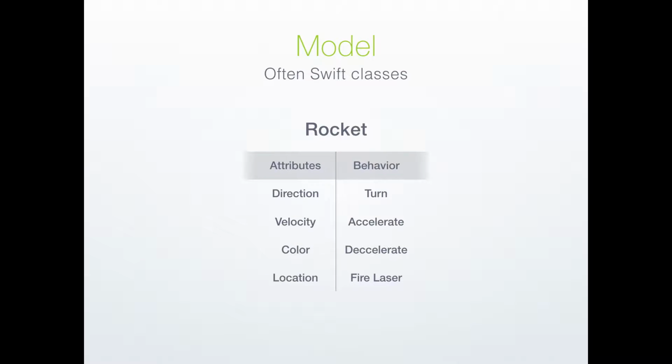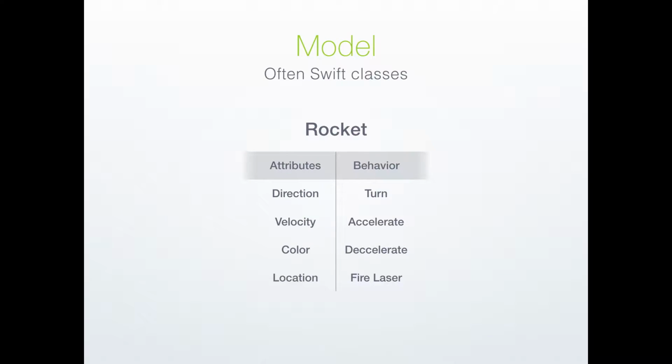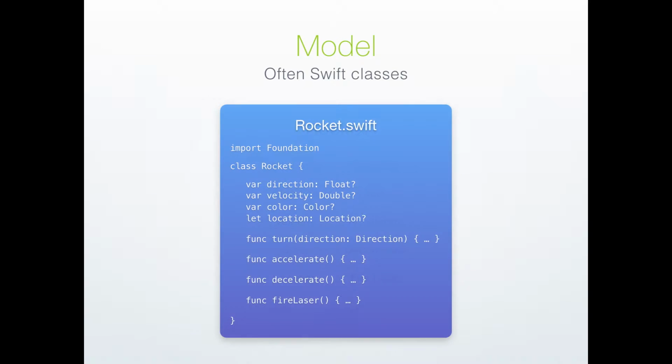So going on more to the model, like I said, it's often Swift classes, and it's always pure code. There are no storyboards involved because there's no UI. It's straight up code. It's a class. So here's an example of what it would actually be, and you see attributes like we saw here, direction, velocity, color, location, are properties, and behaviors are methods, also known as functions. But in a class we call functions methods. So you'll basically always be using methods in Swift.